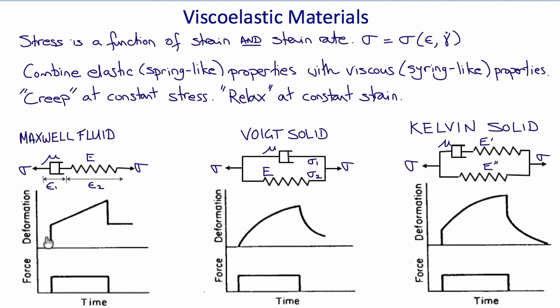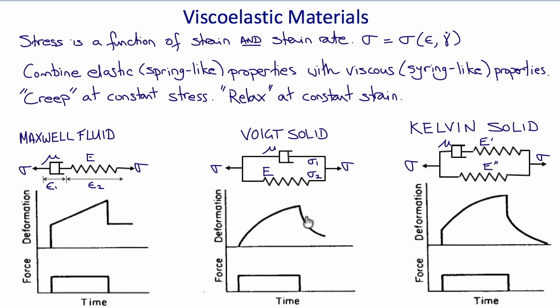In a Maxwell fluid, you can see that the spring instantaneously stretches, so there's an immediate deformation of the material, but then, because there's a syringe, a fluid-like behavior, the force will continue to pull that syringe out indefinitely. In other words, the material will flow. And then, when the force is removed, the spring will recoil, but the syringe won't go back, so it won't return to its original natural state, and that's what makes the Maxwell model more like a fluid than a solid.